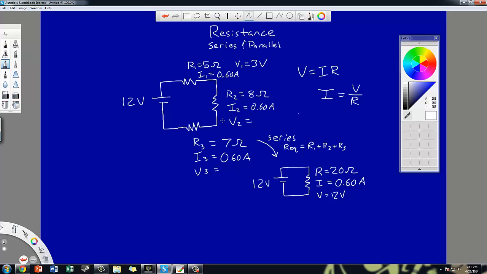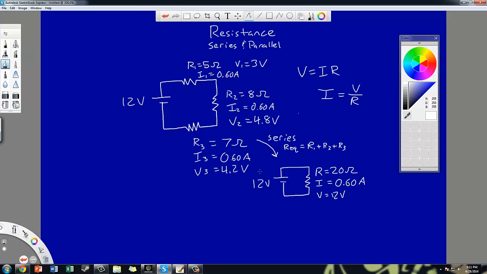For resistor 2, I do 8 times 0.6, which gives me 4.8 volts, which I had here, 4.8 volts. And for resistor 3, I do 7 times 0.6, which gives me 4.2.